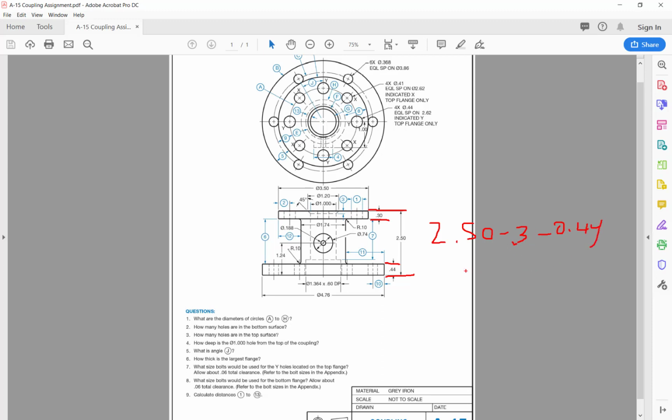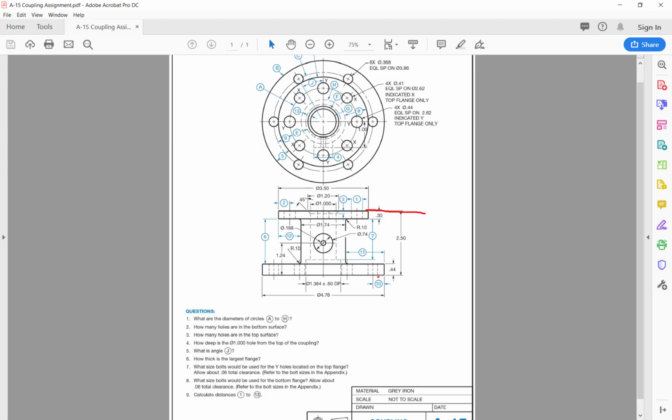And what do you get? I get 2.5 minus 0.3 minus 0.44. I got 1.76. So dimension number 6 is equal to 1.76 inches. So moving along to number 7. Number 7's straightforward as well.